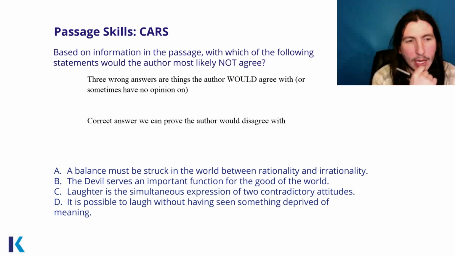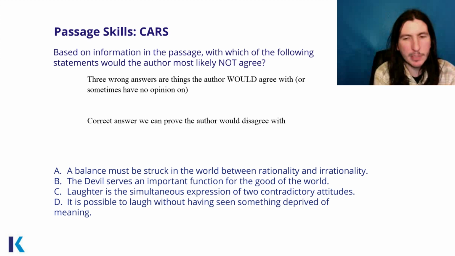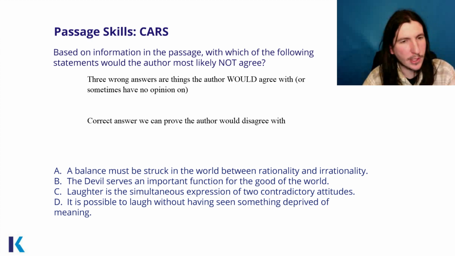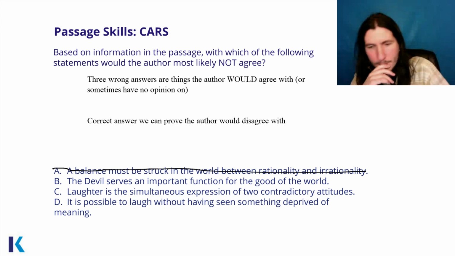So you look at A, because might as well just go in order on something like this. A balance must be struck. We don't have a lot of you choosing this one because we know the world needs equilibrium. That was right there. That was the second paragraph. So definitely not A. That is something with which the author would agree. But then we seem fairly torn between B, C, and D.